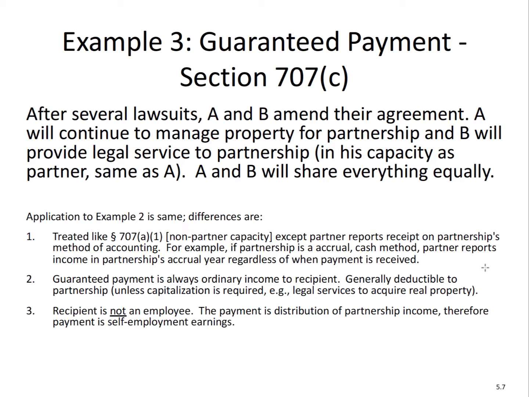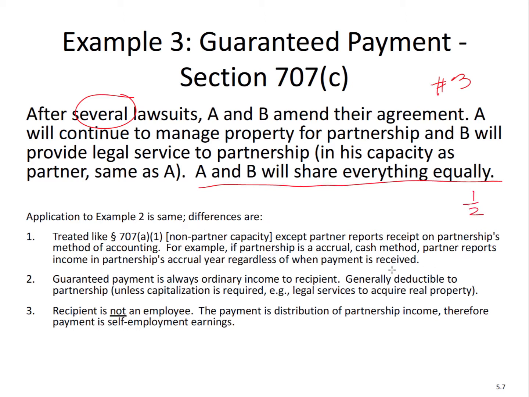Okay, so example 3 is a guaranteed payment. After several lawsuits, A and B amend their agreement. So A and B, a real estate partnership, manage property and whatnot, but now, because there are several lawsuits, they're going to amend it, and they're going to say A is going to continue to manage the property, but B is going to provide legal services. There have been so many lawsuits that B should serve in his or her role as a lawyer. Now A and B will share everything equally. So the tables have changed.